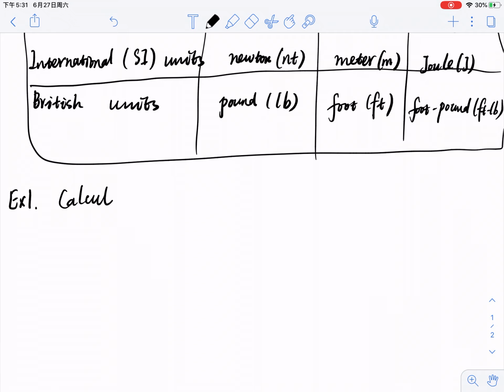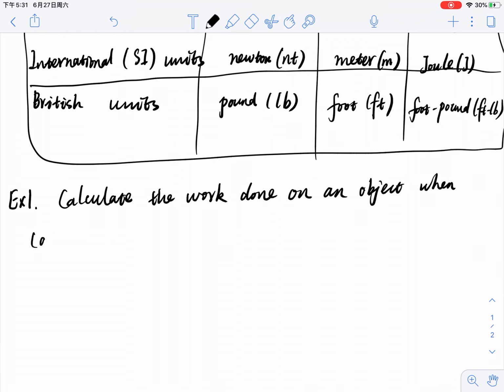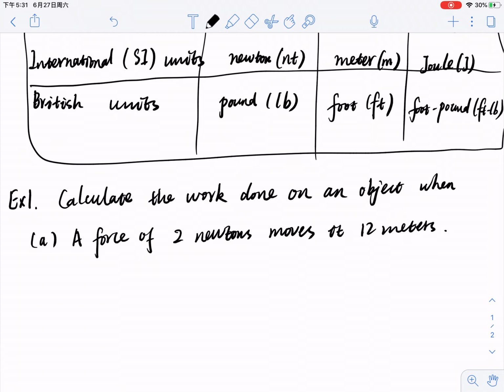Calculate the work done on an object when A, a force of 2 newtons moves it 12 meters. B, a 3-pound force moves it 4 feet.